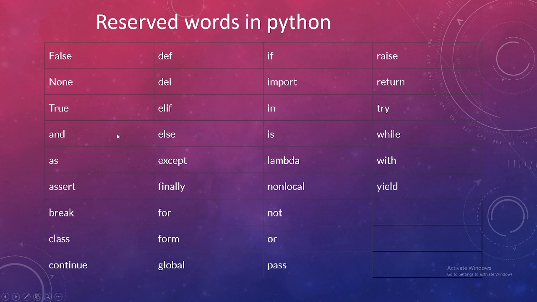We can't name variables with these words, but instead we can write false 1, false 2, or none 1, none 2, like that. Only these exact names cannot be used. They can be combined with other names and used.